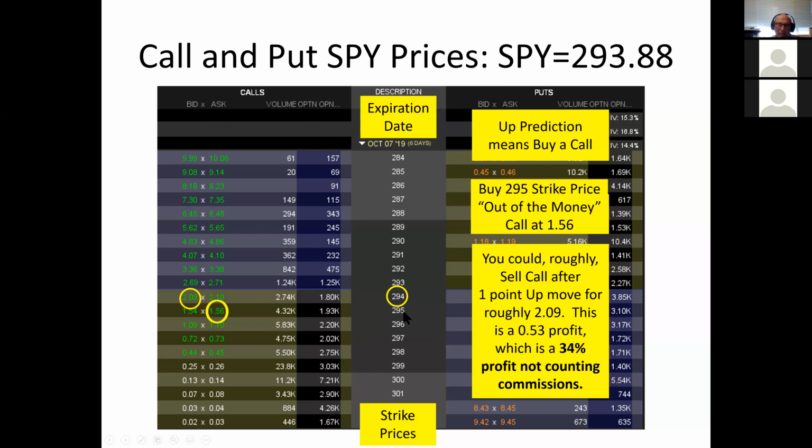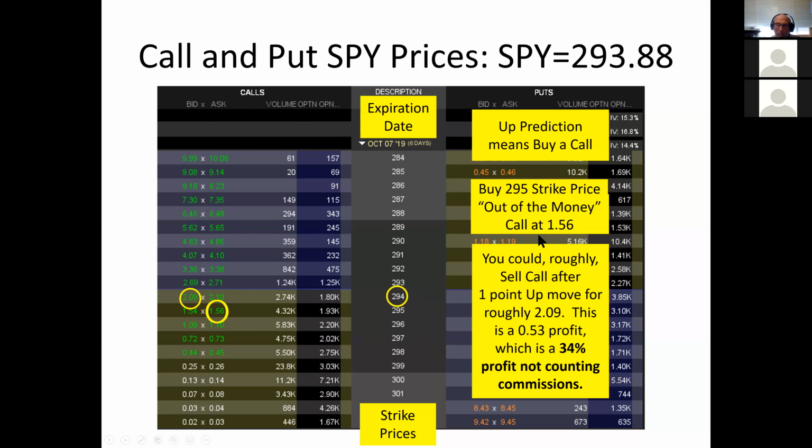Oh yeah, but if it was out of the money, it started at 294. If the price went up to 295, the 295 would look very much like the 294, which means the 295 would sell for 2.09. The value of the call would go up. Notice there's just a 1 point difference there. So you would be able to sell at 2.09.